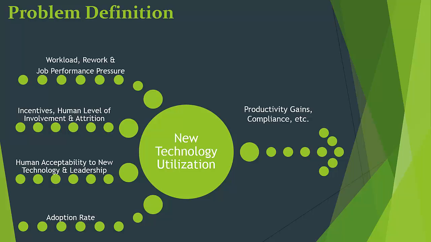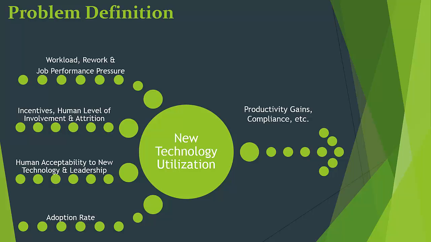Our main variables that we worked with for new technology utilization were the workload and the rework associated with that. Mainly, if there was not first-time quality, then the rework added work back into the workload on top of any new work that was added. As workload increased, you'd also see an increase in the job performance pressure. And what we called this was our external pressures. This was external pressures of people having to work in their daily job, and on top of that, also try to implement this new technology.